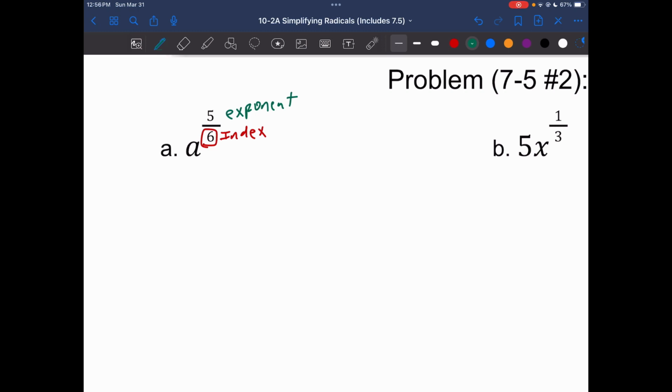So we rewrite it. We have the 6th root of a to the 5th power. And we can kind of see how this plays out. If this were 6 over 6, that would be an exponent of 1. We're looking for groups of 6 of something, and we have 6 a's, we'd bring 1 out. And when you think about our exponent rules, anything to the 1 power is just itself. So you can kind of see how these play together a little bit.